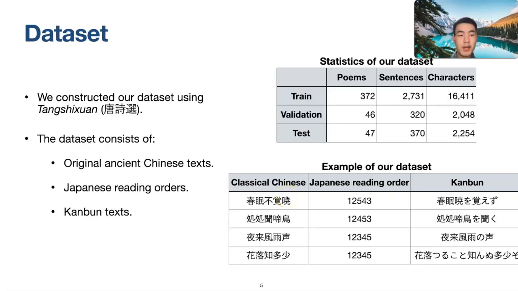At first, we built a dataset, and this is the first Classical-Chinese-to-Kanbun dataset in the world. This dataset contains the original Chinese text, the Japanese reading order, which is in SOV, and the Kanbun text.